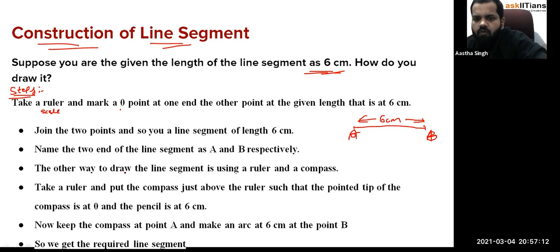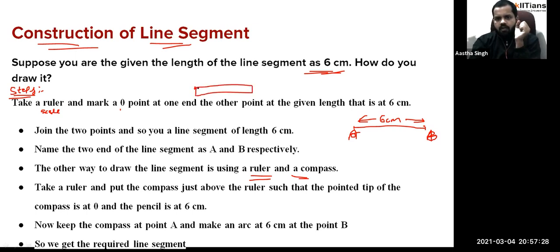The other way to draw a line segment is using a ruler and a compass. This time we have used just a ruler. Your scale basically starts from 0, then 1, 2, 3, 4, 5, that's 6 centimeter. Just measure the 6 centimeter and you will draw a line AB.